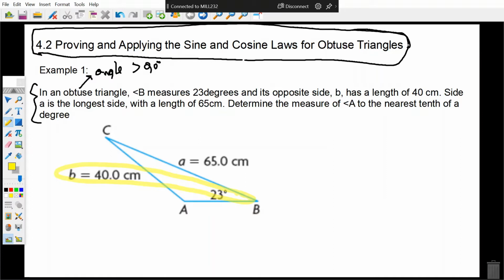Side A is the longest side with a length of 65 centimeters. Determine the measure of angle A to the nearest tenth of a degree. So we are looking to find angle A. So still, once again, just like in chapter 3, we have to decide if we're going to use the sine law or the cosine law. We have an angle side pair, so we can do the sine law.